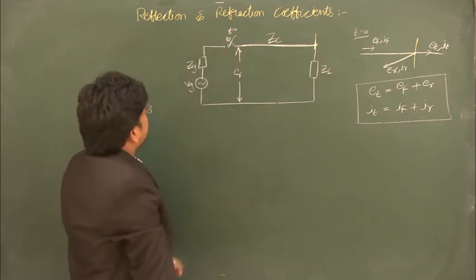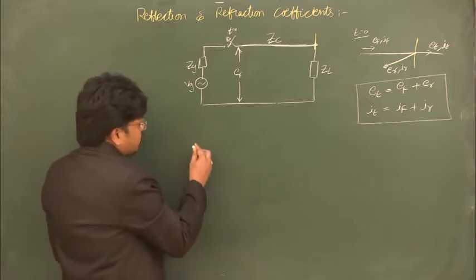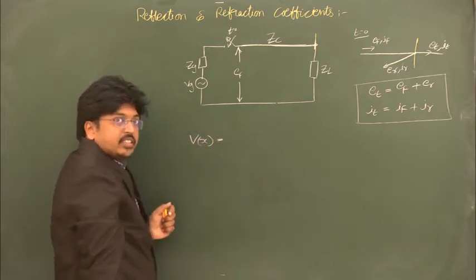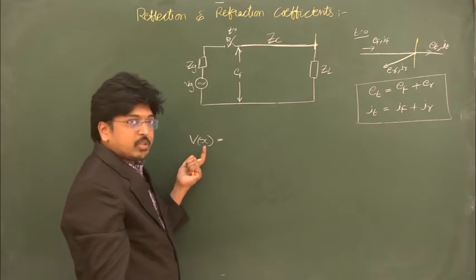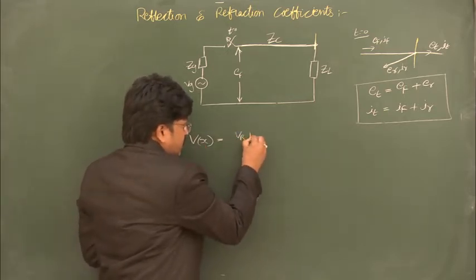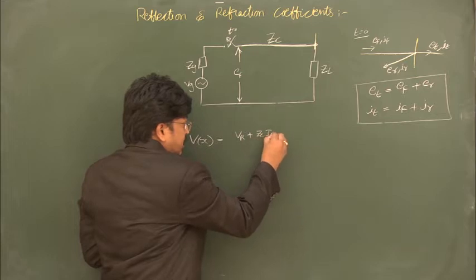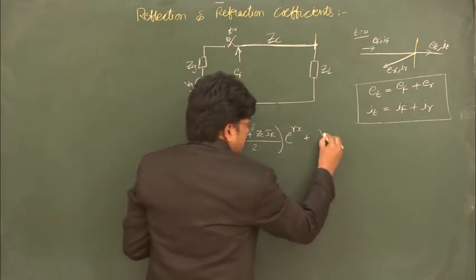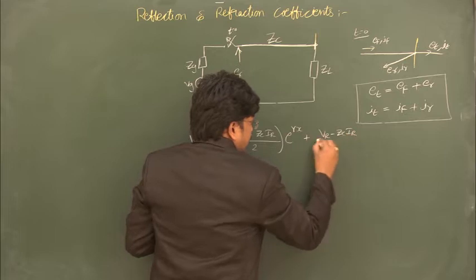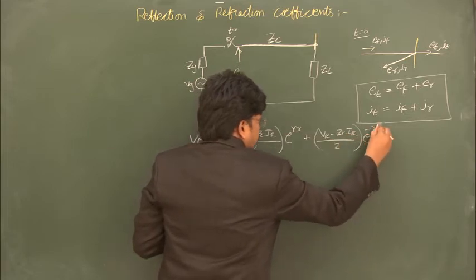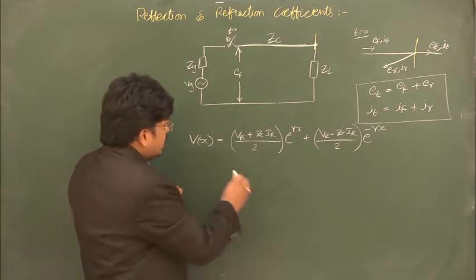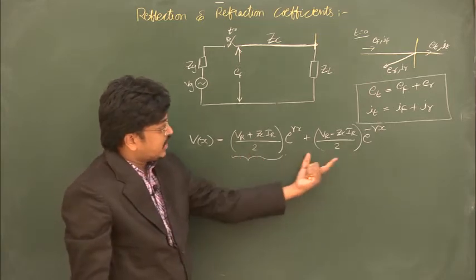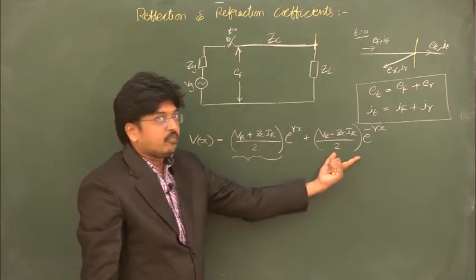So first we have to calculate the reflection coefficient. For this, we have to assume the equations. We have the generalized voltage equation from the long transmission line: Vx equals (Vr plus Zc Ir)/2 times e to the power gamma x, plus (Vr minus Zc Ir)/2 times e to the power minus gamma x. Now the term (Vr plus Zc Ir)/2 is the incident voltage, and the second term of this equation is the reflected voltage.